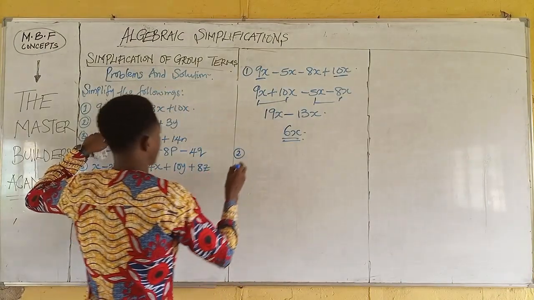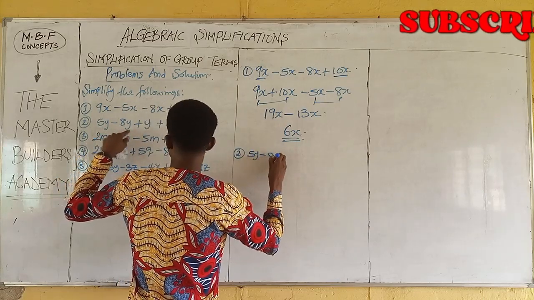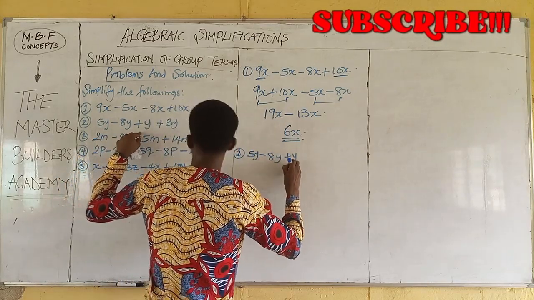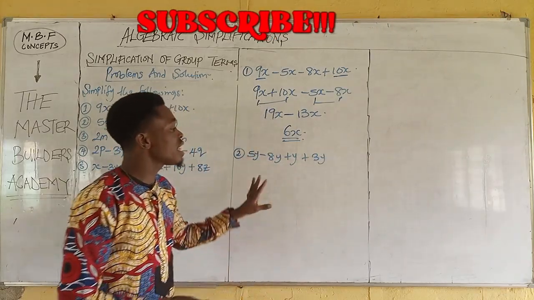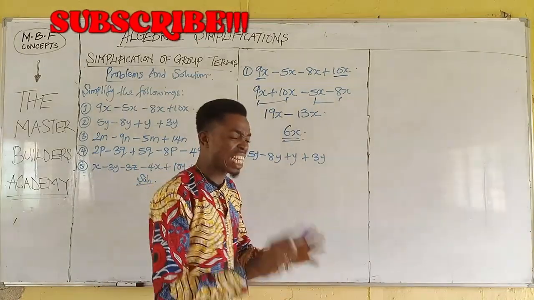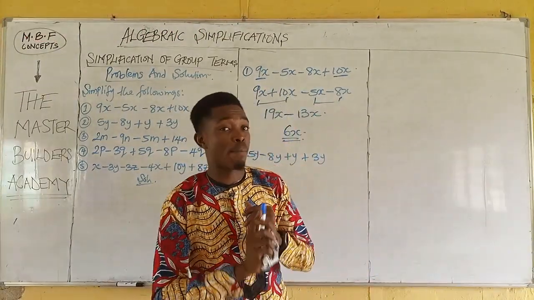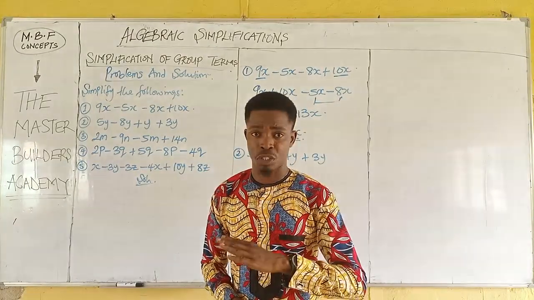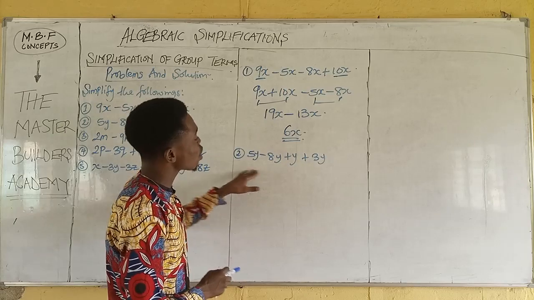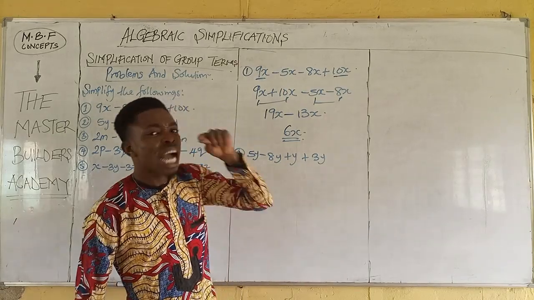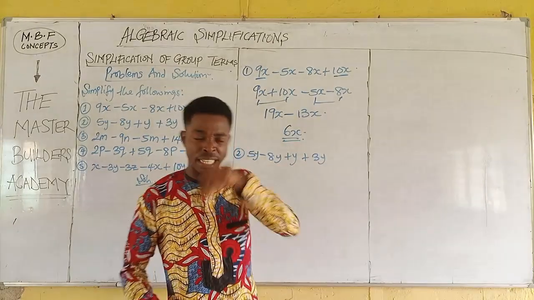We are given that 5y minus 8y plus y plus 3y. Now, the first thing you will always do is to first identify the number of alphabetical letters that are present in any given question. Now, looking at this particular question, the alphabetical letter here is just one, which happens to be y. It shows that all the terms here are terms in y.